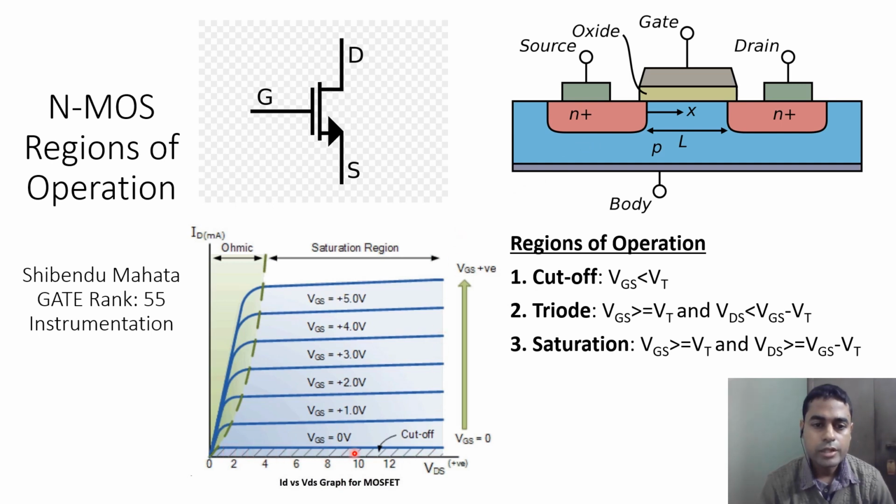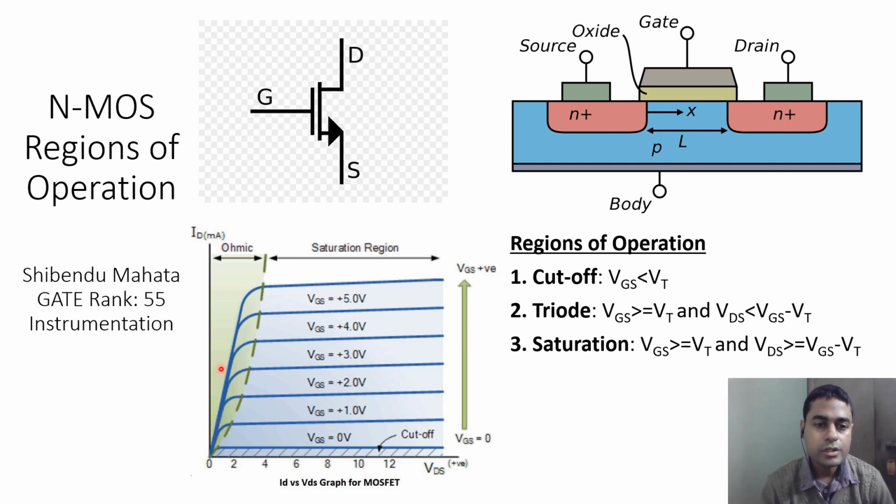So this region is called the cutoff region, where you are applying a voltage between gate and source which is less than the threshold voltage VT. Now no matter what you do with VDS, even if you keep applying VDS, if the threshold voltage is not reached by the gate to source voltage, then no current flow will take place between the two terminals of the N MOSFET. So that means the source and the drain will behave as an open switch.